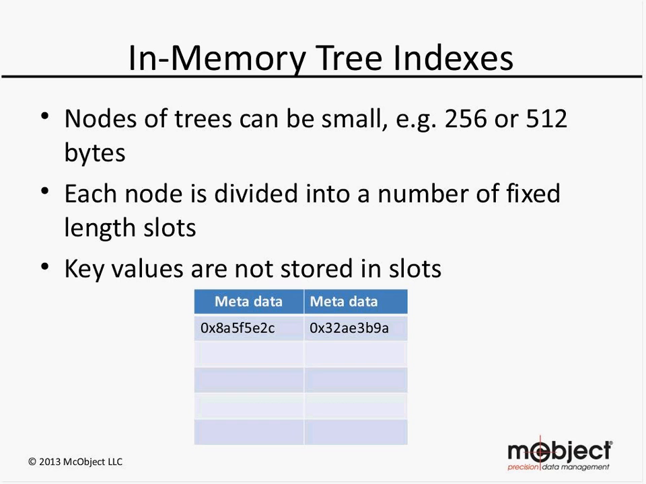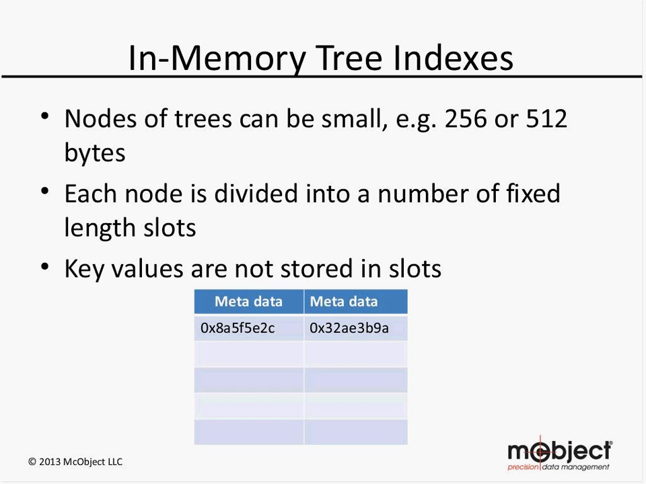So in my example here, the page size can be 256 or 512 bytes. Next, since we're not keeping the key values in the slots, there's one more reason not to have a large page size or B-tree node size. Without the key values in the key slots, we can pack as many slots into a smaller page size.